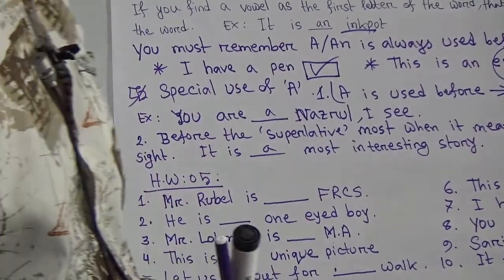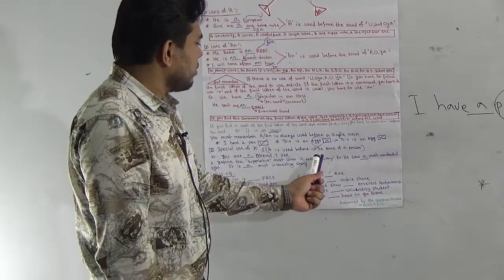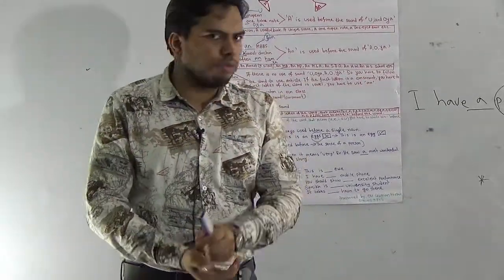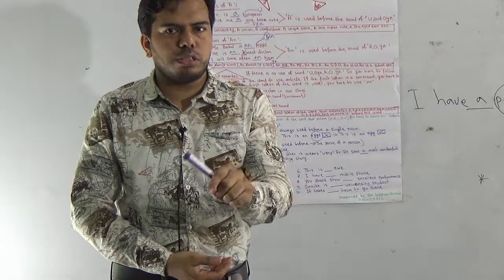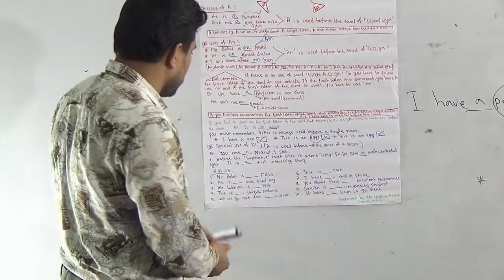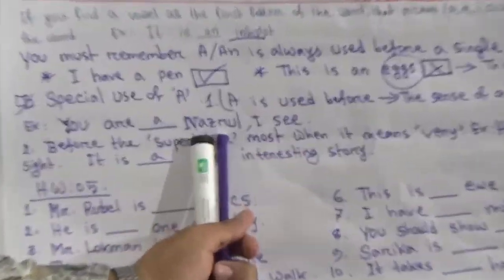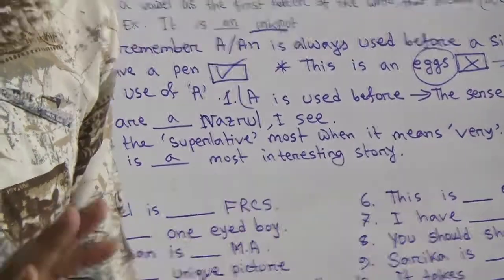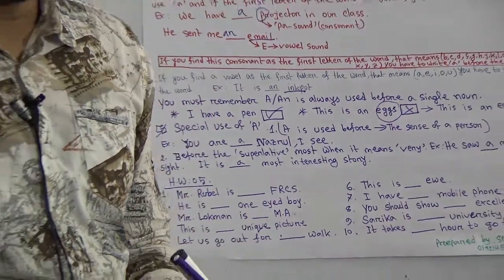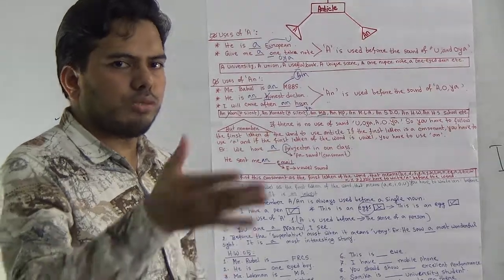Special use of a. The special use of a is before the sense of a person. If you find any sense of a person in anyone, then you can use a. Okay, if I say you are a Nazrul, though you are not Nazrul, I know, but the sense of Nazrul I find in you. That's why you should use here article a.